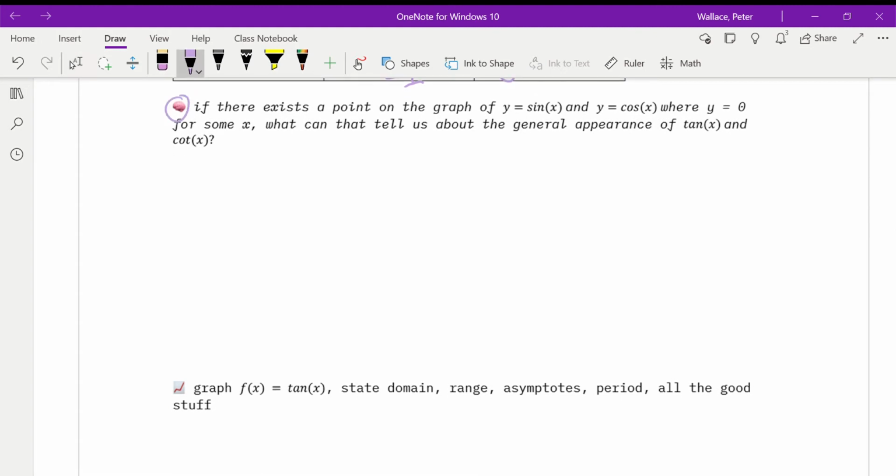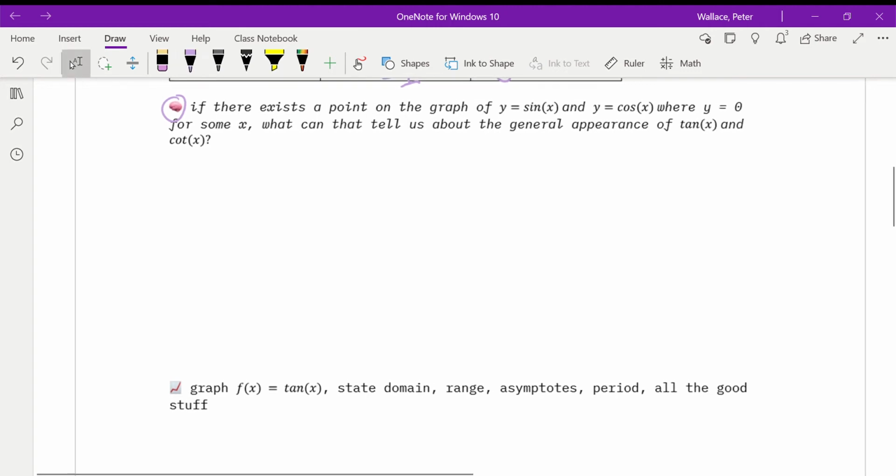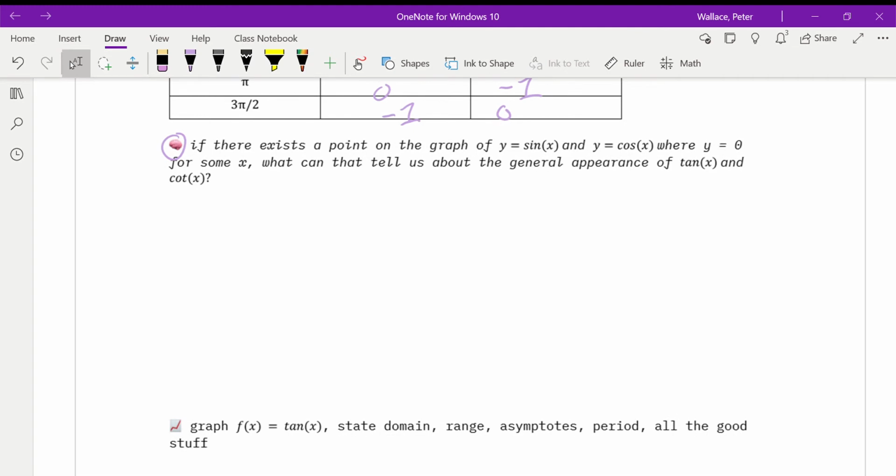I'll probably put these in other notes. Just something to think about to get us started with this topic. So, I said if there exists a point of the graph y equals sine x and y equals cosine of x, so I guess two different graphs, where y equals 0 for some x, that being the angle, what can that tell us about the general appearance of tangent and cotangent?